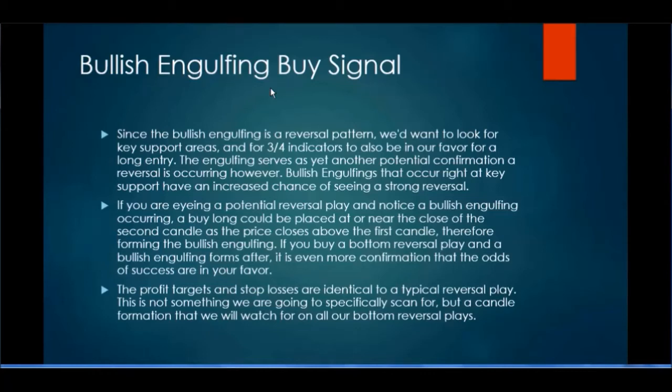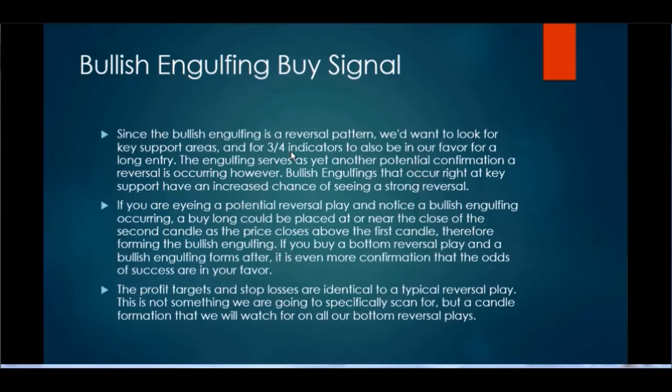So when one occurs at support, more traders are going to enter that trade, and it's a self-fulfilling prophecy, and we see the stock run higher as momentum is driven into the play. So if you are eyeing a potential reversal play and notice a bullish engulfing occurring, a buy long could be placed at or near the close of the second candle as the price closes above the first candle, okay? So as it engulfs the first candle, therefore forming the bullish engulfing.